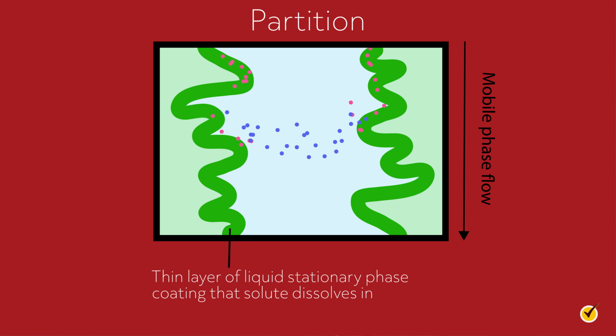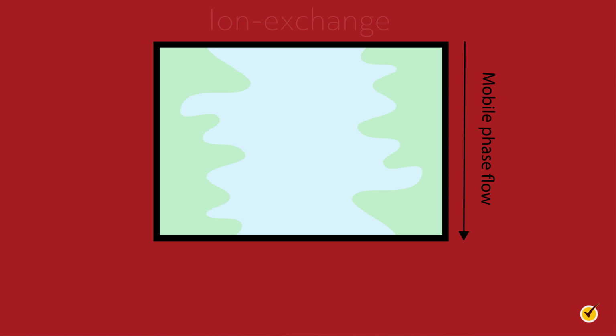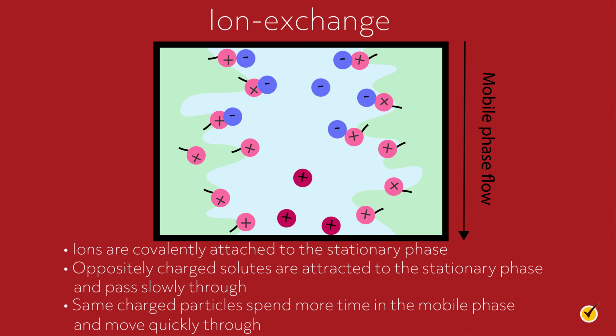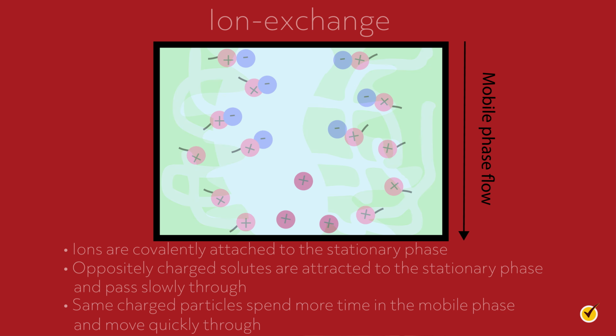Partition chromatography uses a solid stationary phase coated with a thin film of liquid which is immiscible with the mobile phase. During this type of chromatography, solute equilibrates between the liquid stationary phase and liquid mobile phase. Ion exchange chromatography uses ions covalently attached to the stationary phase to attract solute through electrostatic forces. This method is typically used when separating charged molecules.